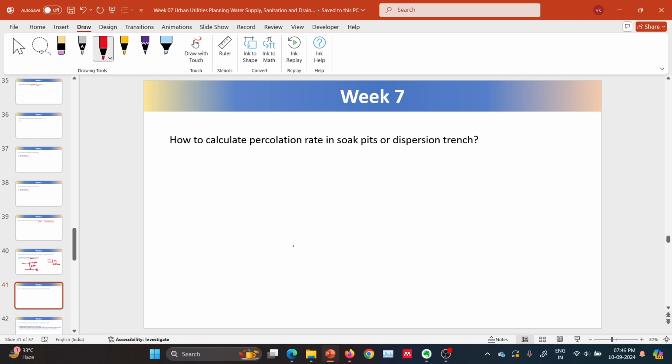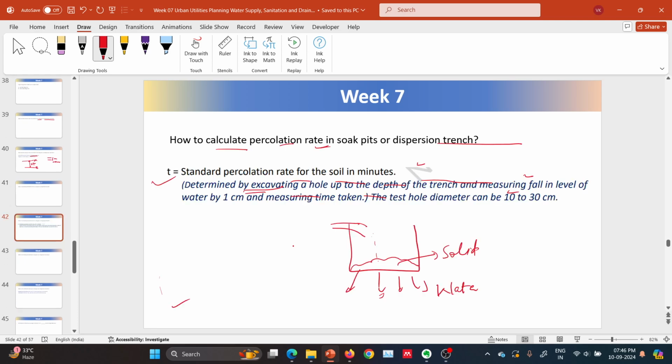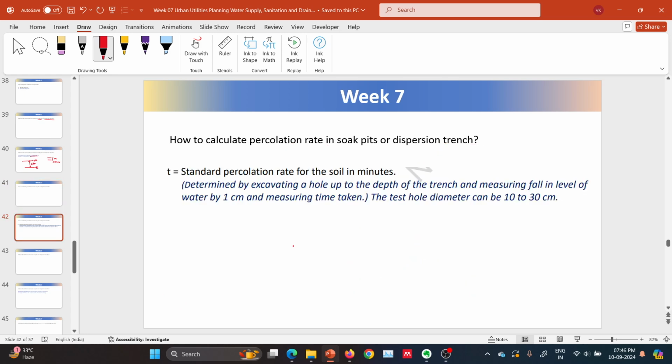How to calculate percolation rate in soak pits or dispersion trenches? Percolation rate, we can say it is like hydraulic conductivity. At what rate the water is flowing in the soil, this is called percolation rate. How to calculate? It is determined by excavating a hole up to the depth of the trench.